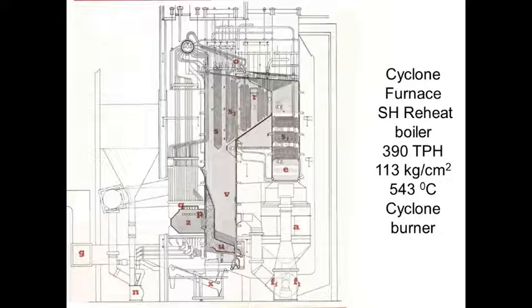This boiler is having a cyclone furnace with superheat reheat installation, and cyclone burners are fitted at the bottom of the furnace front wall. So this type of arrangement is found particularly with high CV coal, where the retention time of the coal particles is more and it requires quicker heat absorption.